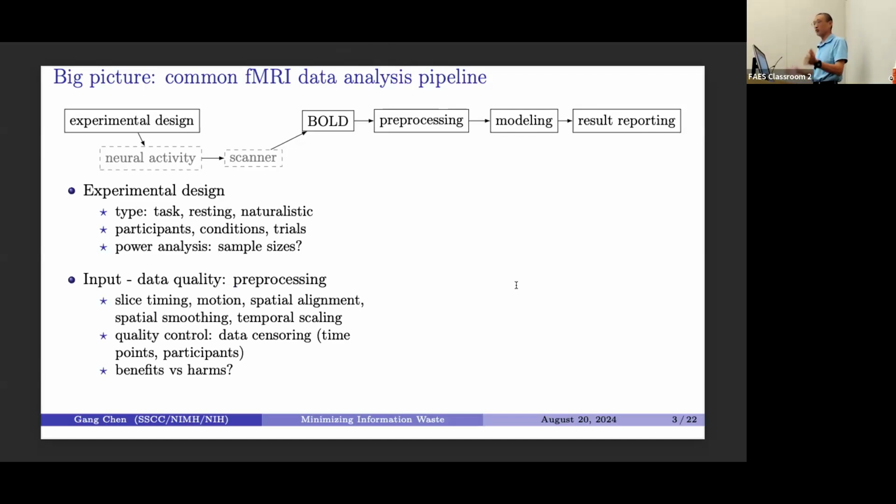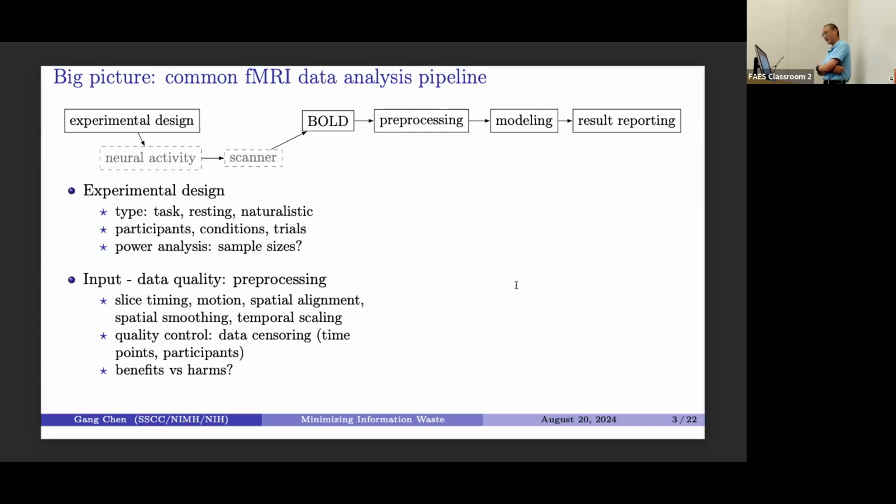Then focus on the data, the input we put in the model machine, right? The input is the data quality. That involves preprocessing. Once we have data from the scanner, we go through several steps. We need to take care of slice timing, then we need to adjust for head movement. A typical one is spatial alignment, because each individual brain is different, right? How do we compare groups, compare individuals? We need to align each individual brain to some standard brain, called a template, or standard space. Every brain is transformed into that template. Some regions need non-linear transformation to make them bigger or smaller, squashed. So we need to do that kind of alignment.